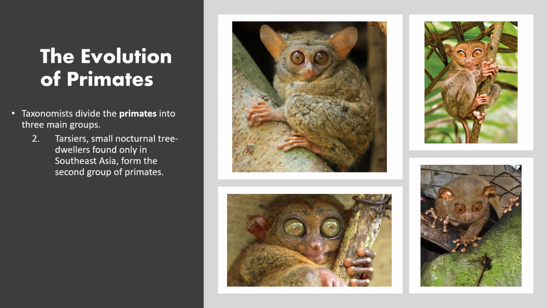The next group are the tarsiers, which are small nocturnal tree dwellers that are only found in Southeast Asia. Okay, and so this is going to comprise the second group of primates. They're really interesting looking with these huge eyes.